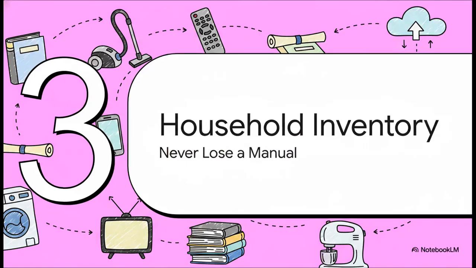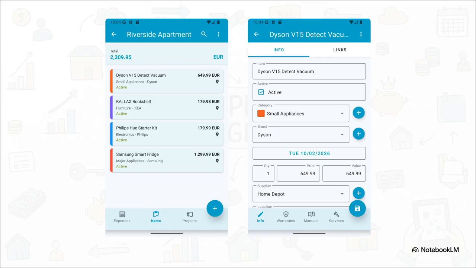All right, let's see how this builds into our third module, organizing household inventory. Never lose a manual again. So tracking your house isn't just about the physical walls and roof, right? It's about all the stuff inside it. You can maintain this fantastic general inventory list, like your vacuum, bookshelves, smart lights, totaling over €2,300 in this case, which is a lifesaver for insurance purposes.